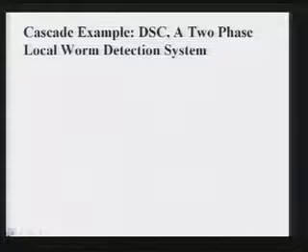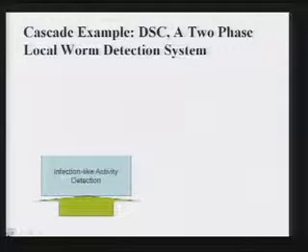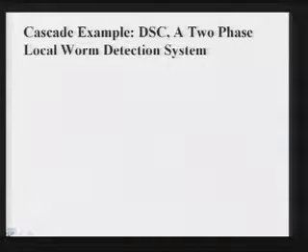We used the cascade to come up with this system to detect fast scanning worms in your local network. So the first phase, the intuition is that if you look at the properties of a worm, obviously, first of all, the worm has to infect some host, and then after the host is infected, it would go out and scan some other hosts. So you can think about this as two stages, right? That's why at the first stage we look for infection-like activity.